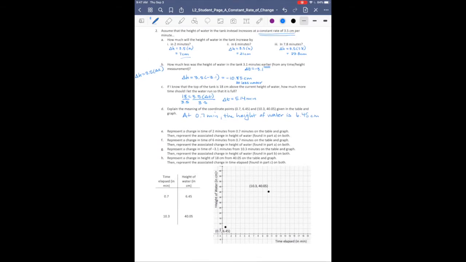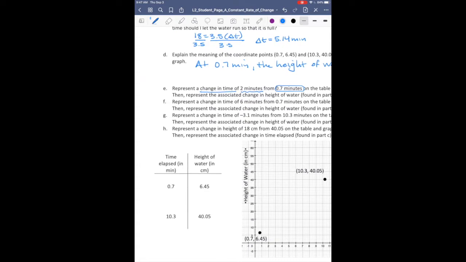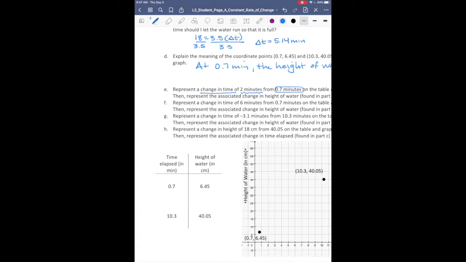So then it brings us down here, and these are lots of words, so let's talk through it. Part E says represent a change in time, so that's important to note, of 2 minutes, and then we want to do it from that 0.7 minutes, so from that first point. So if I go to my table, the first thing I'm going to do is change in time. I'm not talking time, I'm talking about how my time changes. So we know from this 0.7, the time has gone up 2 minutes. So 2 minutes went by. So we were at 0.7 minutes, 2 minutes went by, so now we are at 2.7 minutes.